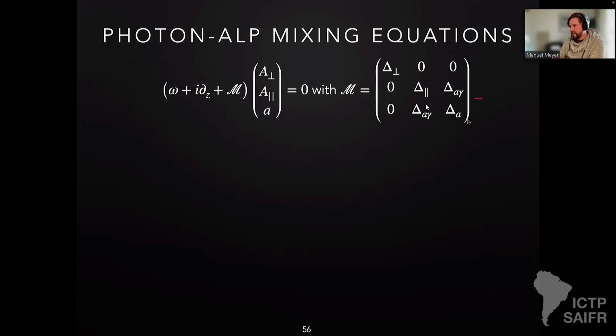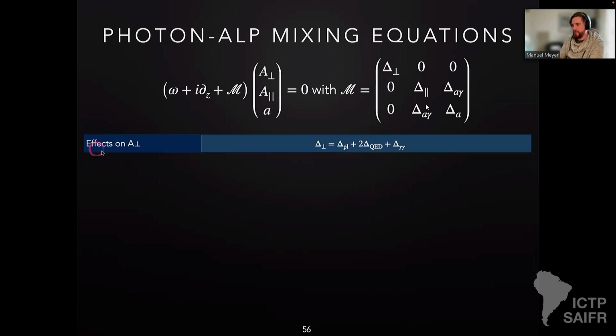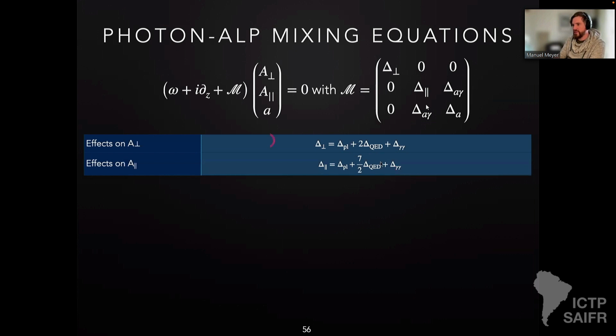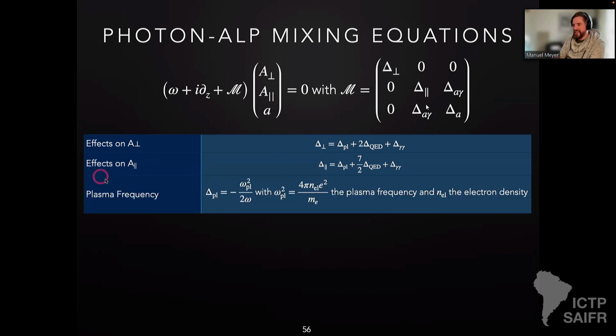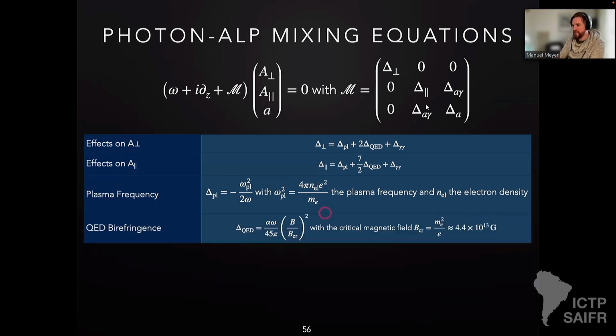Okay, so let's take another look at this mixing matrix. First off, what is this delta perpendicular term? It's this beast here. Let me quickly go through what this all means. Then you have this parallel term here, also a sum of more of these delta terms. The first one is the plasma frequency. In a medium, the photon will not be massless, but will have a sort of mass that is this plasma frequency, and it's given by the electron density and some combination of charge and mass.